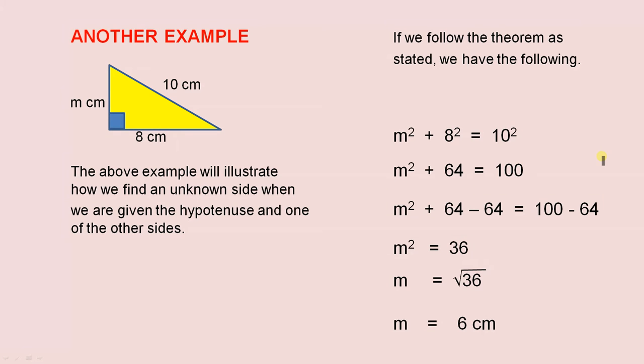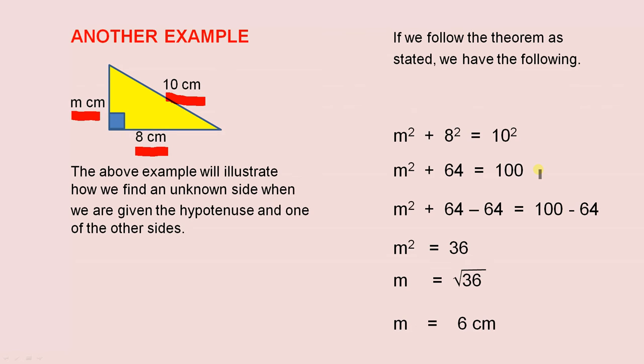Another example. The above example will illustrate how we find an unknown side when we are given the hypotenuse and one of the other sides. So here is the unknown side here. We are given the hypotenuse and one of the other sides. If we follow the theorem as stated, we have the following: m squared plus 8 squared equals 10 squared.